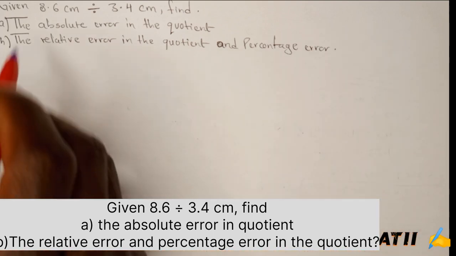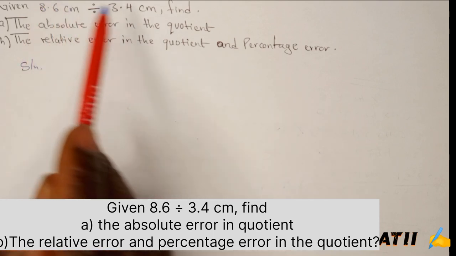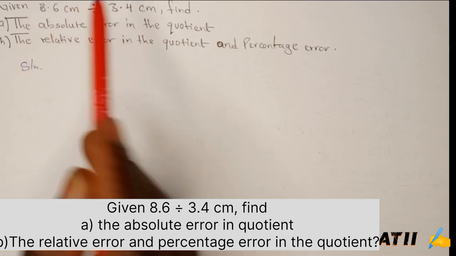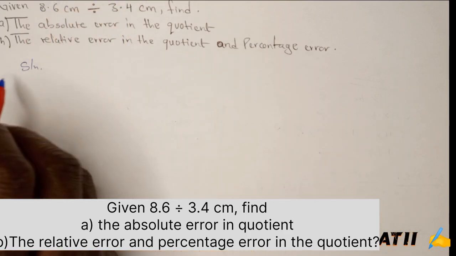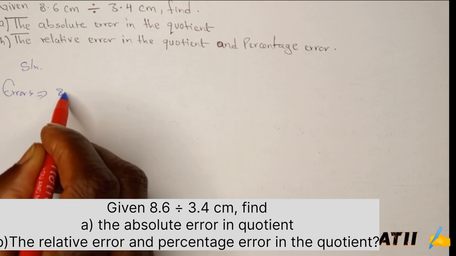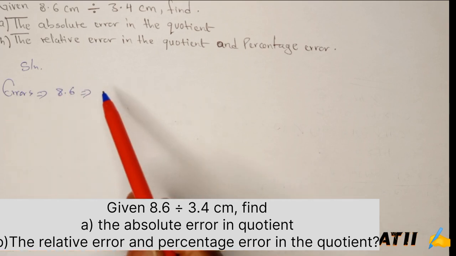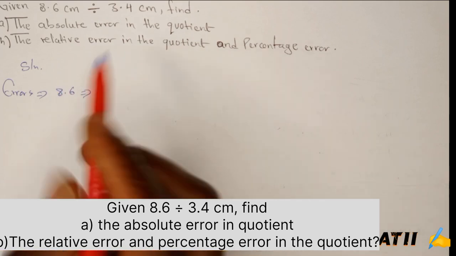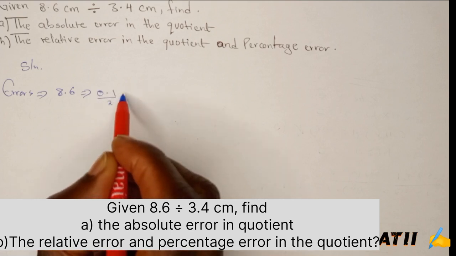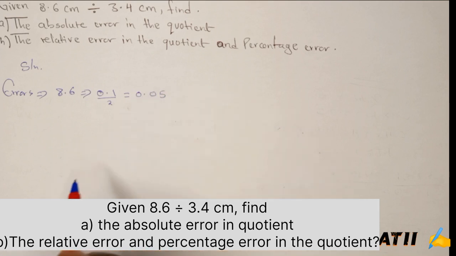So the first thing we always do is to find the absolute error in these two measurements. Then we find the limits of these measurements. So let's start with the absolute errors. If you're given 8.6, first of all, you look for the least unit of measurement here. The least unit of measurement is 0.1, and when we divide by 2, it gives us an absolute error of 0.05.